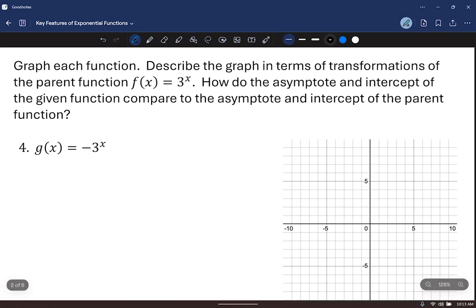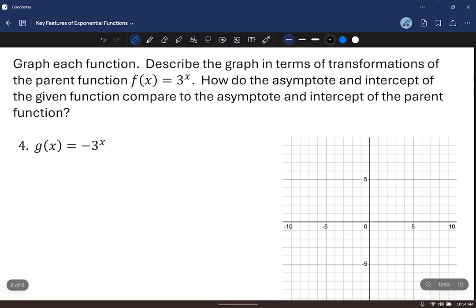All right, we're going to graph each function. Describe the graph in terms of transformations from the parent function. We're using 3 to the x. How do the asymptote and intercept of the given function compare to the asymptote and intercept of the parent function? So the only thing that changed from this equation to what we have now is we multiplied by a negative. Now this is a growth equation because 3 is larger than 1. So I know that we go up from left to right, which means it's going to flip it downward like this because we multiplied by a negative.